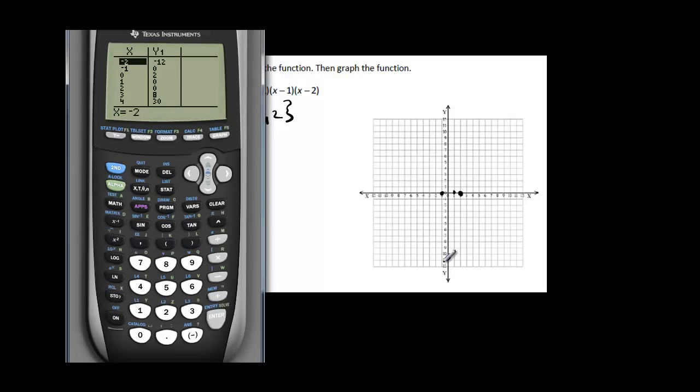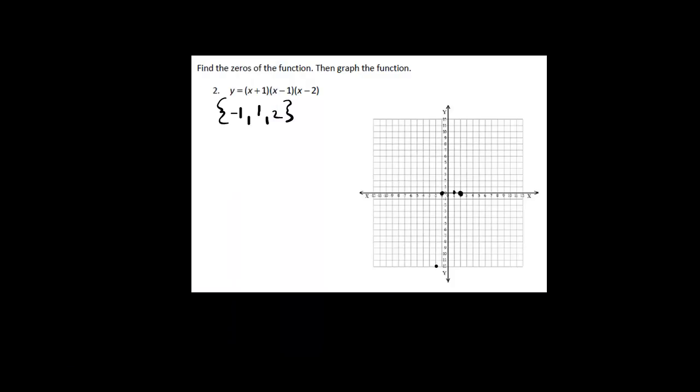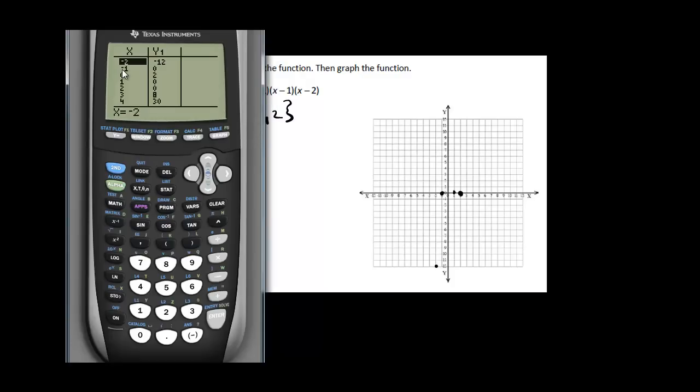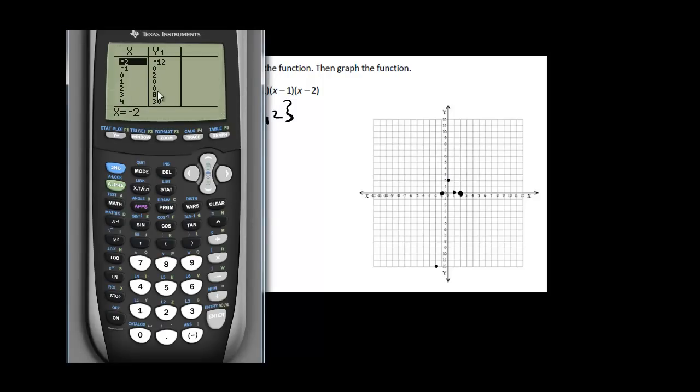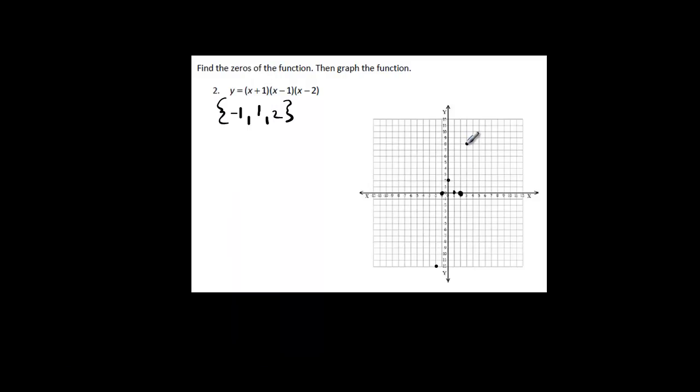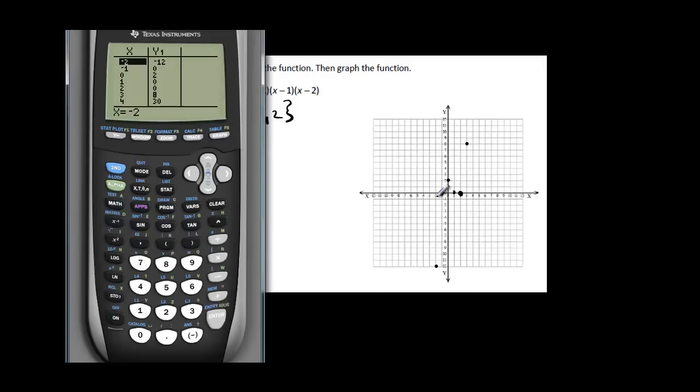Negative 2, negative 12 is down here. We already plotted negative 1, 0. 0, 2 is here. We plotted 2, 0 already. 3, 8 is right there. So now we have some additional points here.